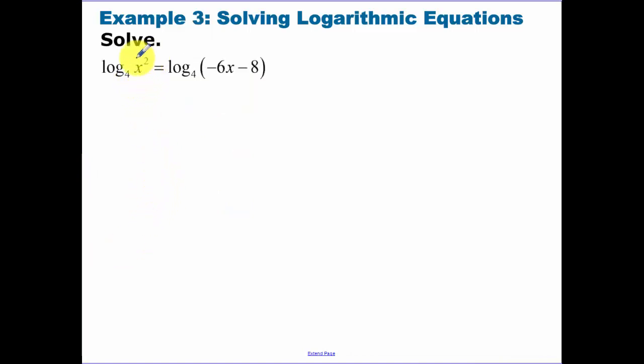I'll give you a hint. When you have something with a squared, that's when we might have some extraneous solutions. Okay, so since I have a log on one side, a log on the other side, the bases are the same, so I can set x squared equal to negative 6x minus 8. Now, try and get one side to 0 and factor.